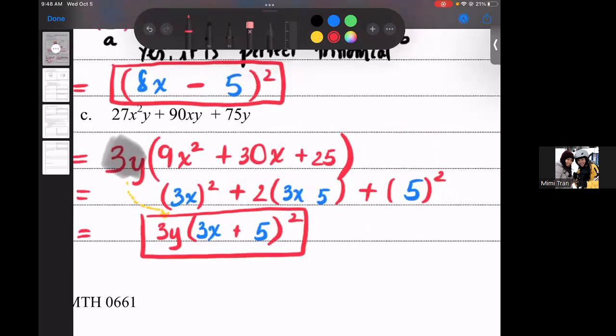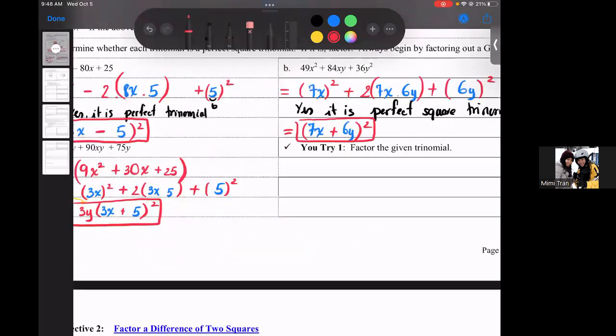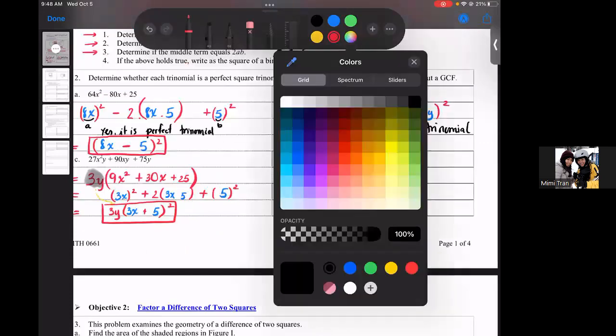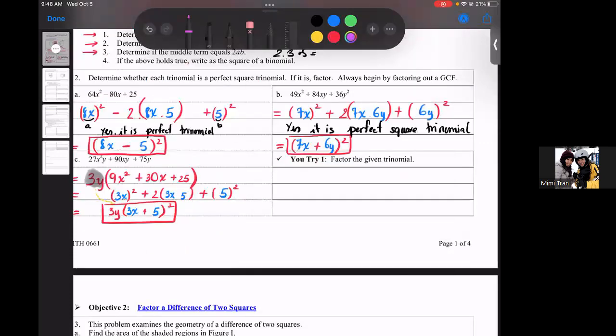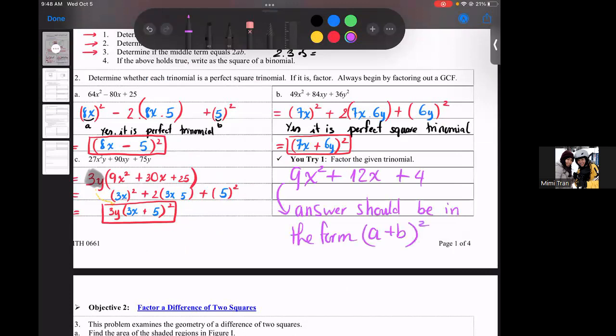You try. Nine x squared plus 12x plus 4. Let me give you a hint. The answer should be in the form a plus b, all of that squared, okay? It's not a plus b times a plus b. It has to be in that form, a plus b, all of that squared. Just like we've been doing.